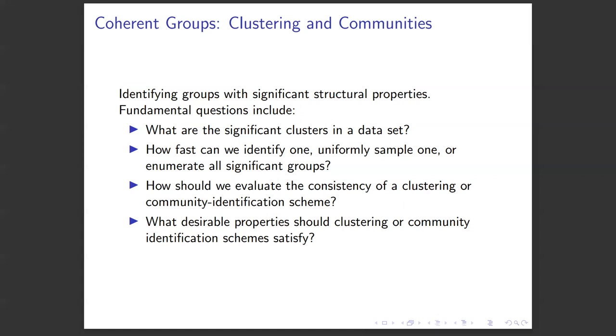And the fourth one is also similar to the third one. So once you determine the consistency of a clustering, you know what desired property it should satisfy, and you identify them. Okay, that's the second problem.